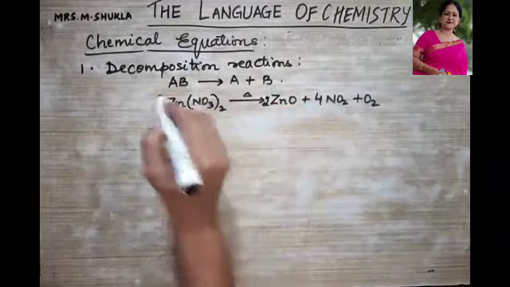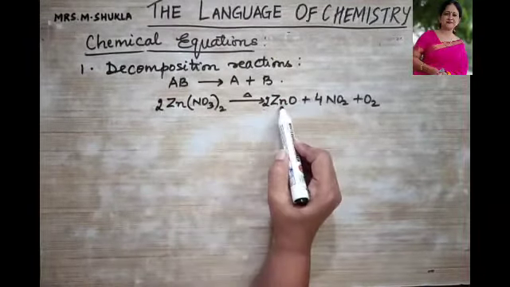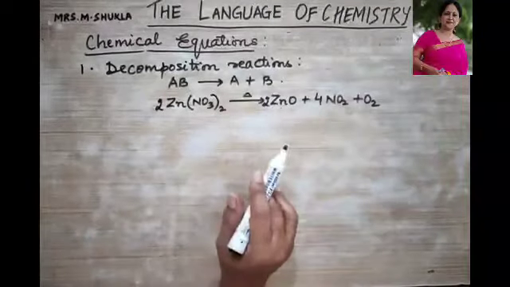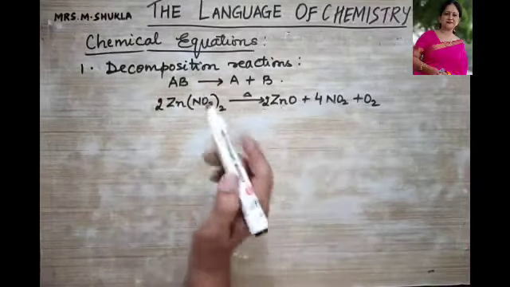So we write this 2 over here, and this 2 over here. 2 zinc, 2 zinc. Okay, balancing we'll study later on. This much is very clear. Next, another example.